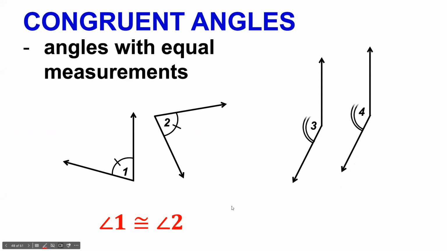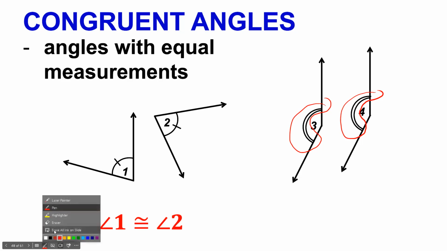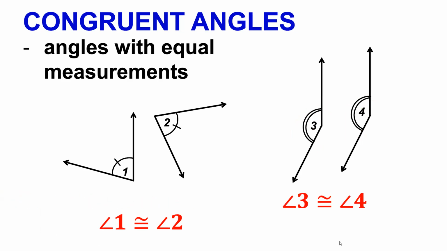Let's have another example. We have here angle 3 and angle 4. Another symbol that we use to show congruent angles is the number of curves used for the angles. Looking at these markings, we have double markings for the angles. This means that angle 3 and angle 4 have the same measurement. Therefore, we can conclude that angle 3 is congruent to angle 4.